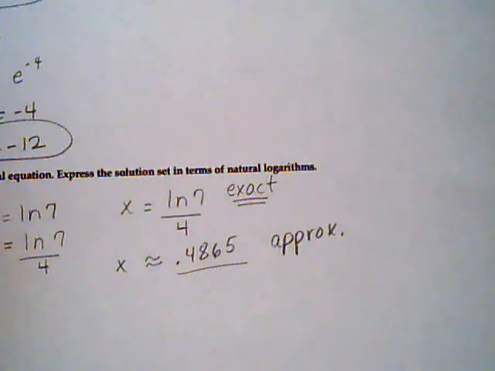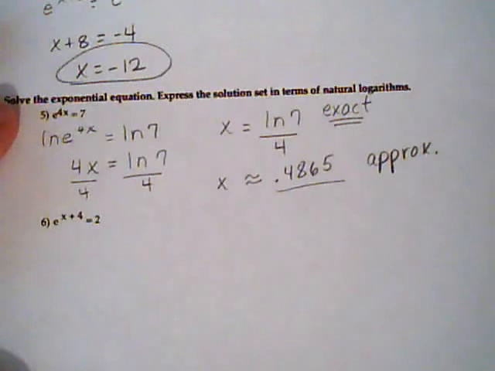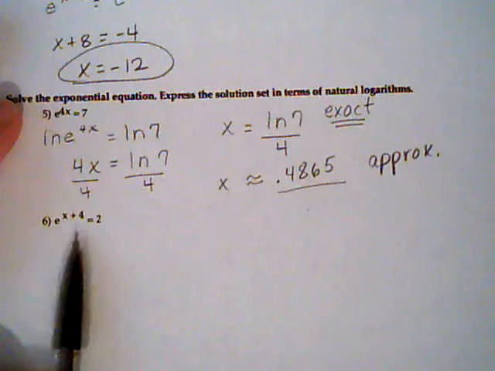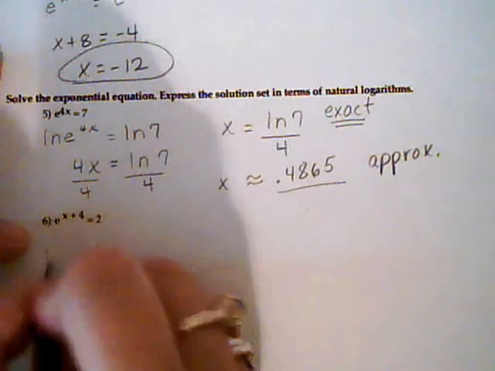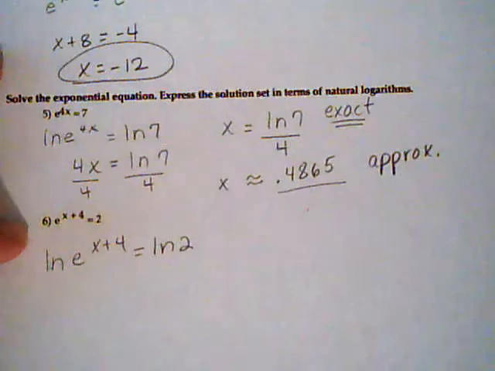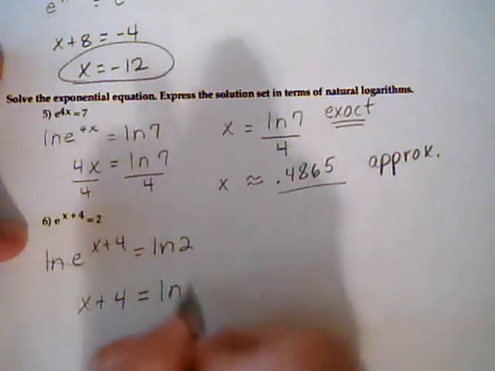I do recall a few of the problems asking you for both the exact answer and the approximate answer. Okay, let's look at number 6. We got e to the x plus 4 equals 2. Again, I cannot rewrite these to have the same base. So to get rid of the e, I can take the natural log of both sides. When I take the natural log of both sides, that's going to leave me with x plus 4 is equal to the natural log of 2.